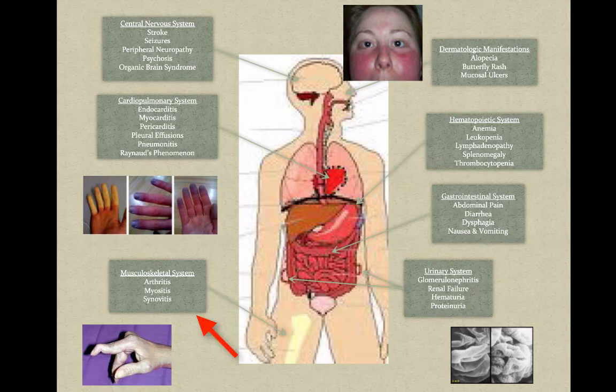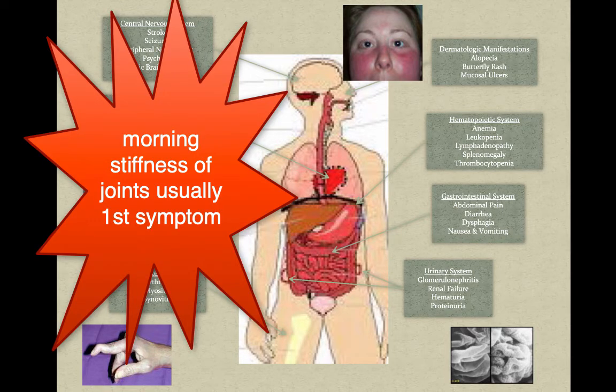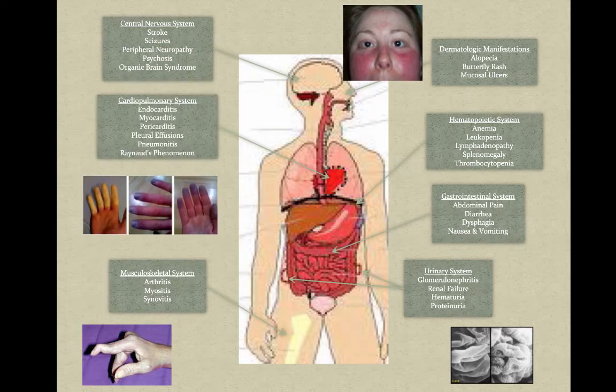If you think about the musculoskeletal system, polyarthralgia, which is basically multiple achy joints, with morning stiffness is often the patient's first symptom. Arthritis occurs in about 90% of lupus patients. You get diffuse swelling accompanied by joint and muscle pain with some stiffness, usually not erosive though, such as when you have osteoarthritis. That's an erosive joint disorder.